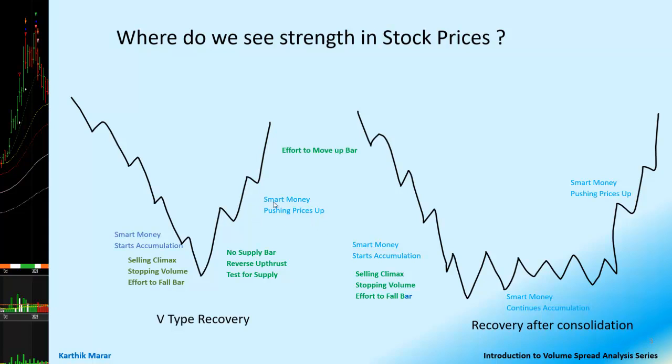And when the smart money is pushing up the prices, you can see the strength in terms of effort to move up bar. And in a consolidation pattern, normally the stock comes out of the consolidation with an effort to move up bar. Again, when the smart money is pushing the prices up, you will see effort to move up bar. So these are the places where we would see the signs of strength.